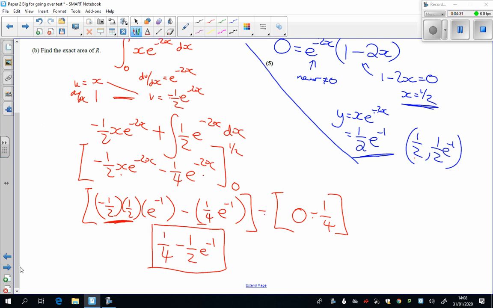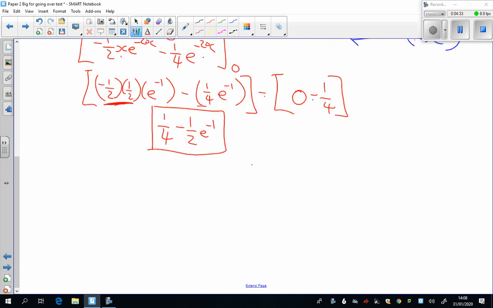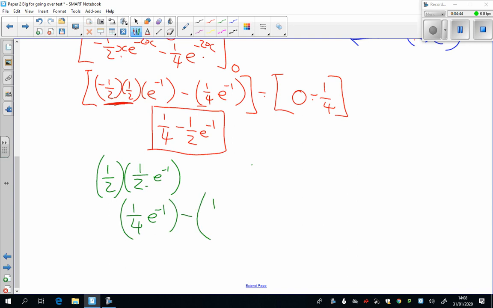So, let's just go look. So I've got a half times by a half e to the minus 1. So that's a quarter e to the minus 1. Take away a quarter minus a half e to the minus 1. Careful with the minuses there. Minus makes it plus. So I've got 3 quarters e to the minus 1. Take away a quarter as my answer. It's exact. 5 minutes exactly if you.